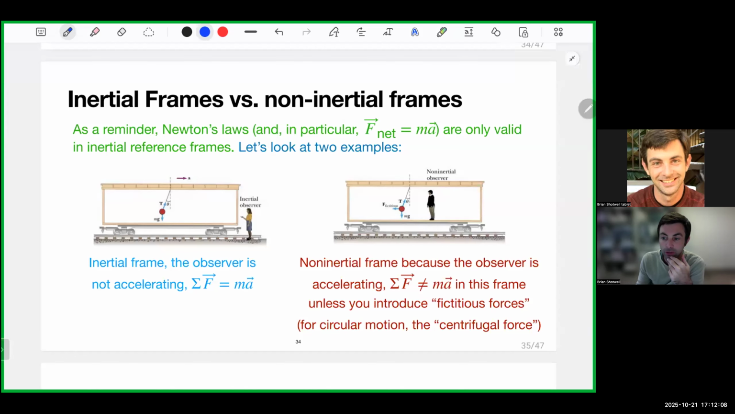Hello, this video is to go over inertial versus non-inertial frames. This is a topic that we didn't get to in class today. So the main idea is written right here.